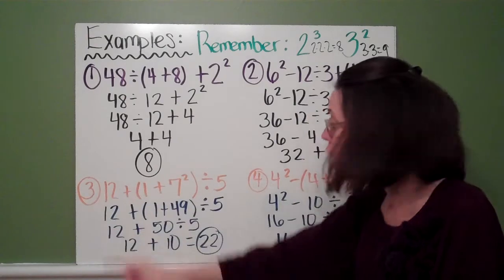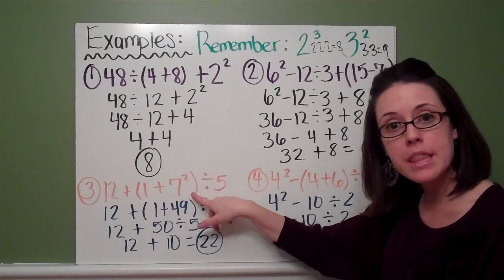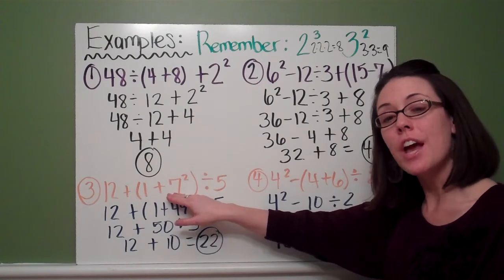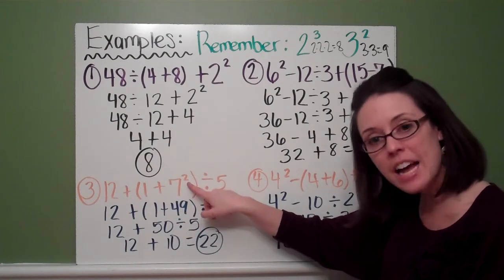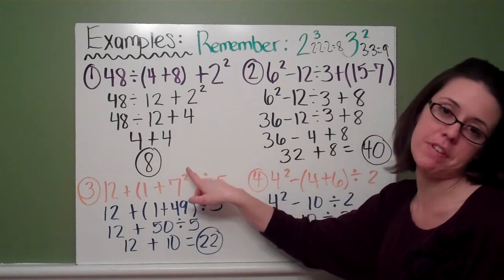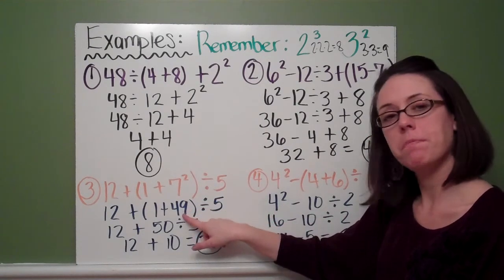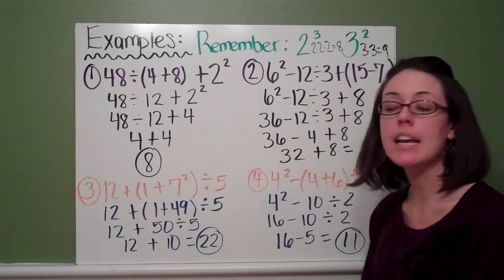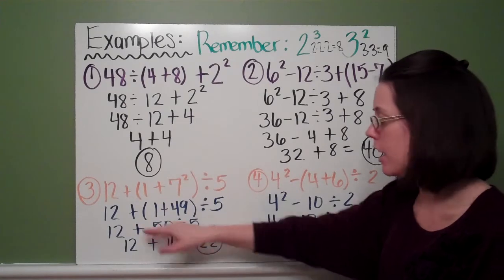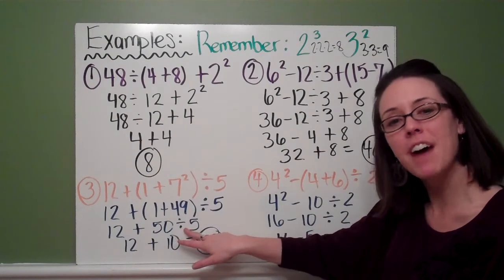Example number 3. 12 plus parentheses 1 plus 7 squared in parentheses divided by 5. In this example, we're going to do our parentheses first. Notice there are exponents inside of our parentheses. So we do 1 plus, what is 7 squared? That is 7 times 7, which is 49. 1 plus 49 is in our parentheses. So we're going to go ahead and do that, which is 50. Bring everything else down. 12 plus 50 divided by 5.